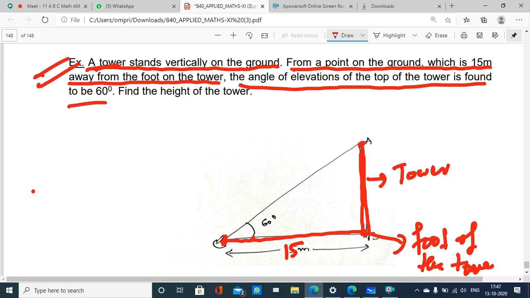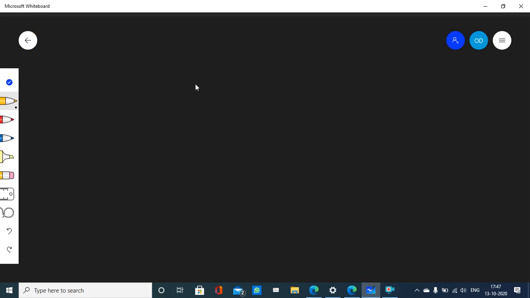Angle of elevation means what? For example, if you are standing here and you want to look at the top of the tower, you have to move your head upwards, right? So this is your angle of elevation. So the angle of elevation from point C is 60 degree, given. Get it? Okay. We want to calculate the height of the tower. So let's do it.